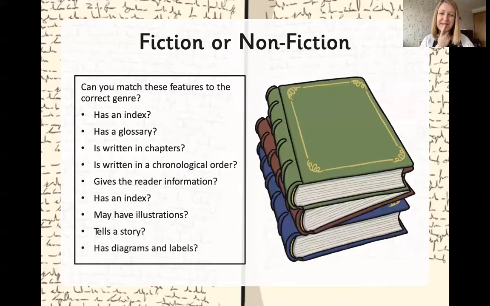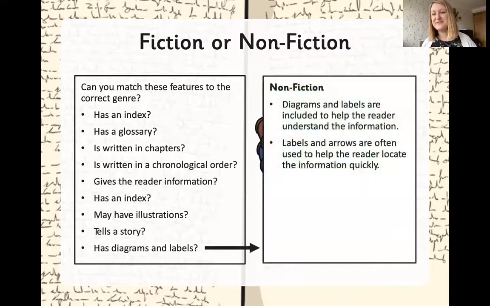Okay, what about this one then? Has diagrams and labels. Absolutely fabulous. It's non-fiction. Diagrams and labels are included to help the reader understand this information. Labels and arrows are often used to help the reader locate the information quickly. You've got it. Well done, guys.